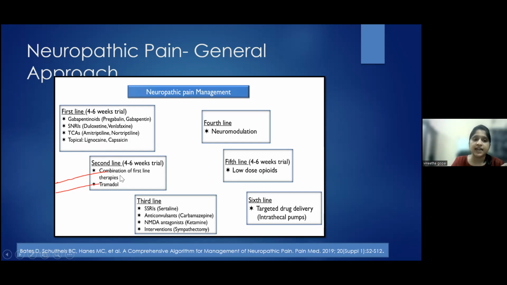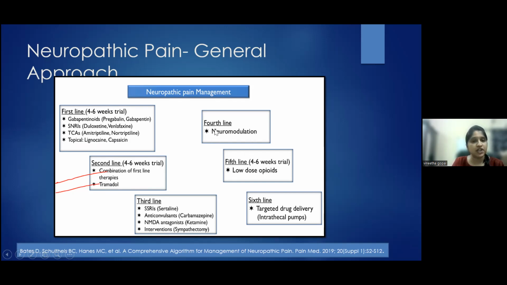Then the second line is a combination of first line agents plus tramadol. Even though they say tramadol as second line, I usually use it as first line for neuropathic pain. Then third line, SSRIs. I told why it is third line, because it has less effect on pain than on depression. So SSRIs, other anticonvulsants like carbamazepine, NMDA antagonists like ketamine, then interventions like sympathetic blocks. All these come under third line.